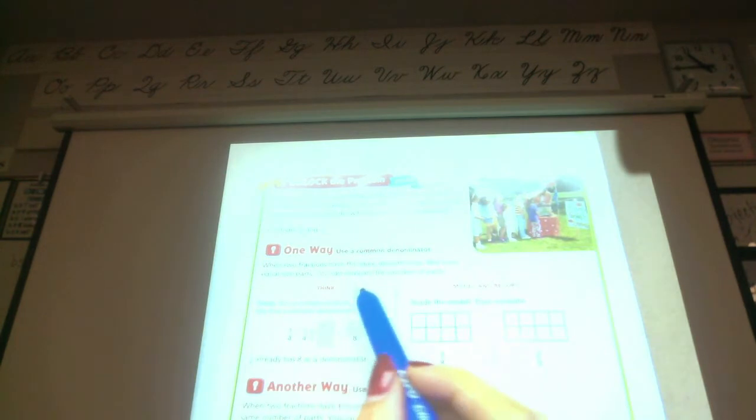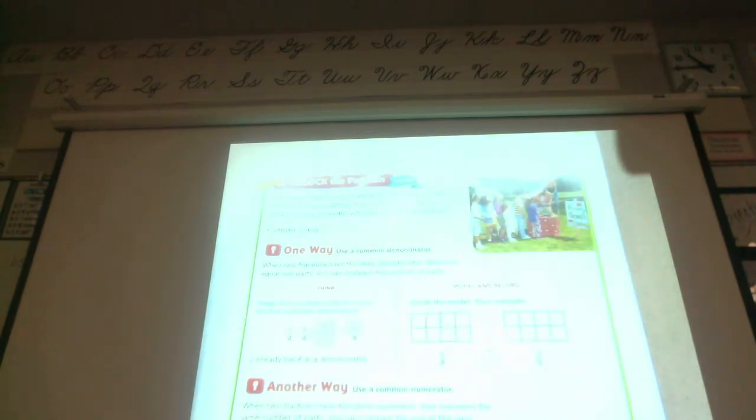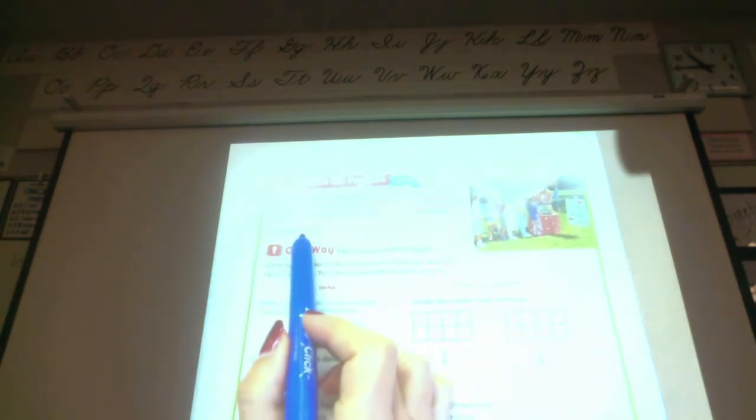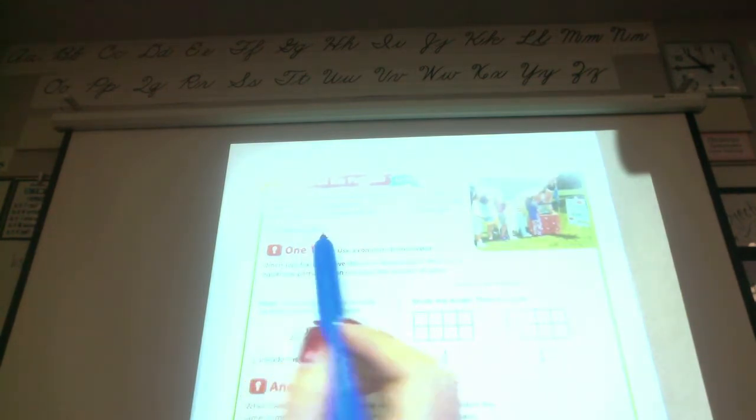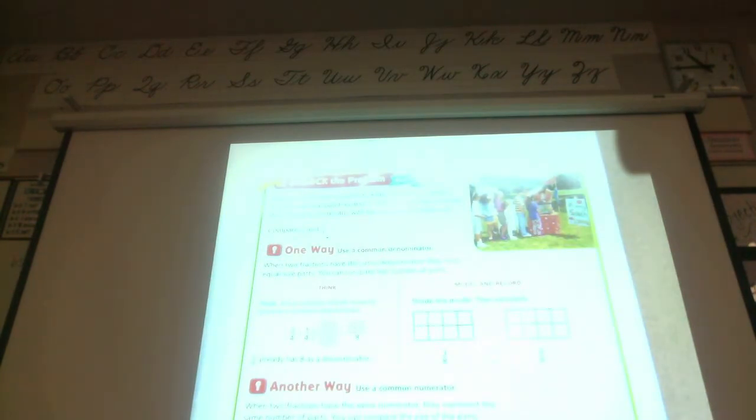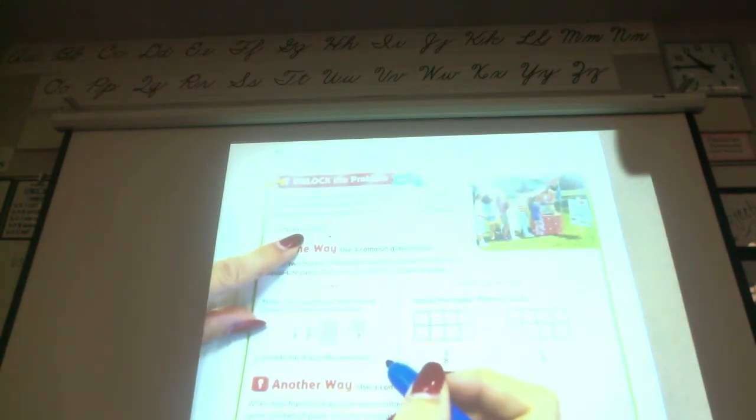It says, when two fractions have the same denominator, they have equal size parts. Right now, are they equal size parts? No. These are 8ths. They're smaller. These are 4ths. They're a little bigger. So we want to make a common denominator. Is there a denominator that both 8 and 4 can share? What is it, Sophia? 2. They both are divisible by 2, but we're looking for a denominator that they can both have. What do you think, Andy? 8.